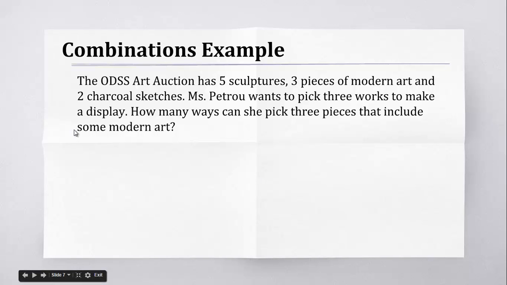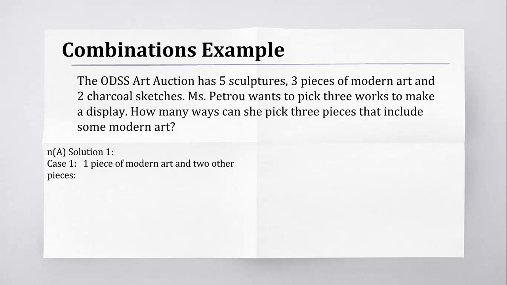This word "some" comes up before as well, and maybe wouldn't be used on a test, but the word "some" says you have to have at least 1 piece of modern art. So for n of A, the first solution we can do is break it up into cases. Case 1 is you have 1 piece of modern art and 2 other pieces. To do that, you have 3 choose 1 and 7 choose 2.